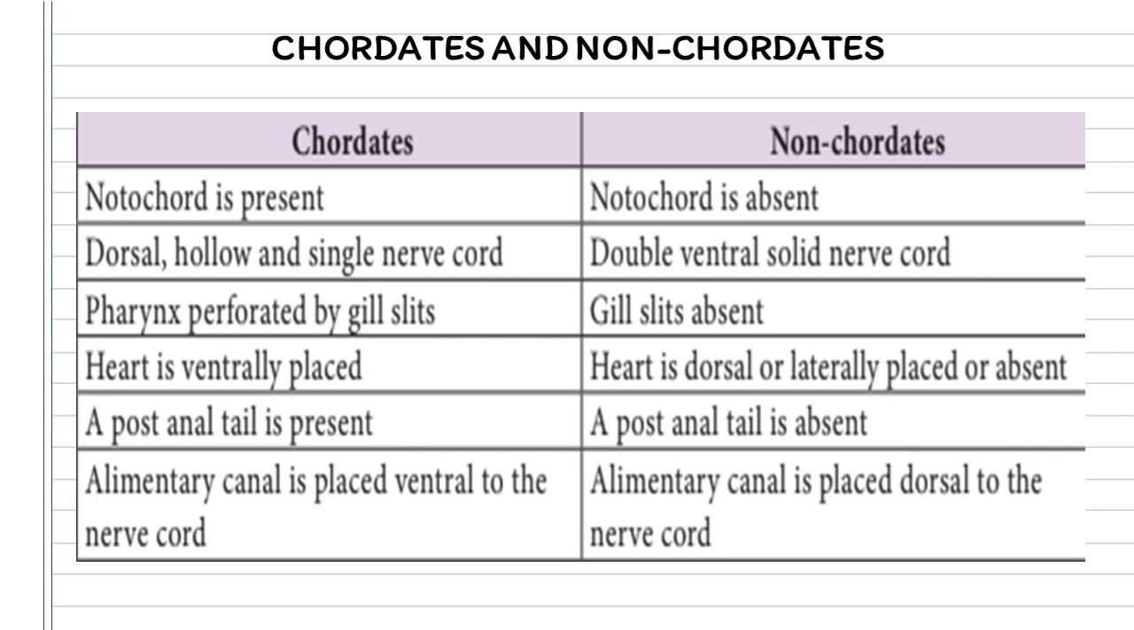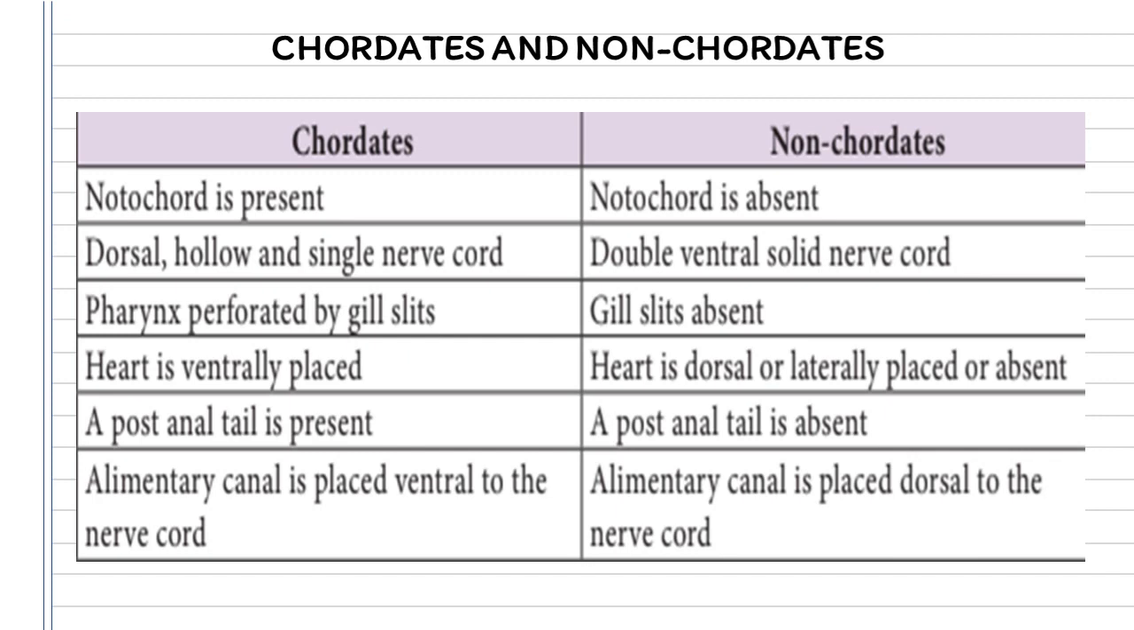Okay. The next character is that the pharynx is perforated by gill slits. For chordates, the pharynx region consists of gill slits for respiration, but in non-chordates gill slits are absent. Right? And in chordates the heart is ventrally placed. It is present on the ventral side. But in non-chordates it is present on the dorsal side or the lateral sides. Right? Then again, in chordates a post-anal tail is present. Tail region. But a post-anal tail is absent for non-chordates.